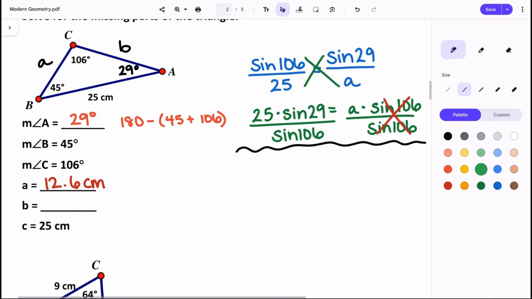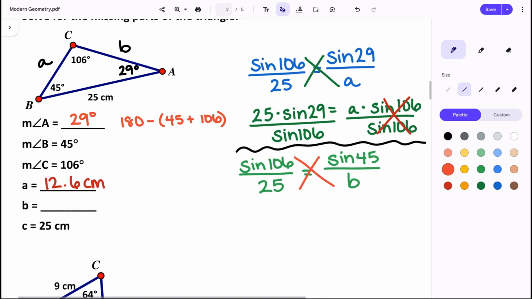Sine of 106 over sine of 25 equals sine of 45 over b. Good. Everything about that looks the same as what we did up above. It's just I'm using the B side instead, so I have to use the 45 degrees. We solve it the same way. Cross multiply. So you're going to have B times the sine of 106 is equal to 25 times the sine of 45.